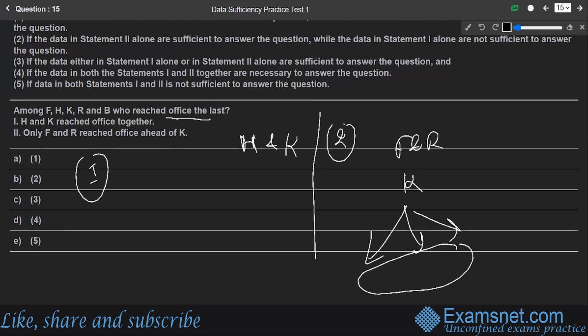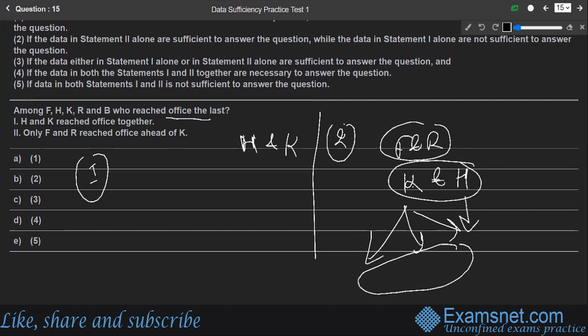Now, if we combine the information together, they are saying H and K reach the office together. So K is here, so obviously H has to be alongside him. They are reaching together, and F and R are only above K. So F and R are above K and H as well. So which is left out to come after K and H?